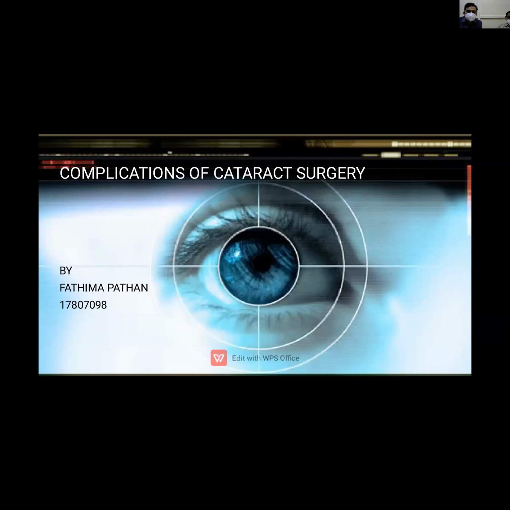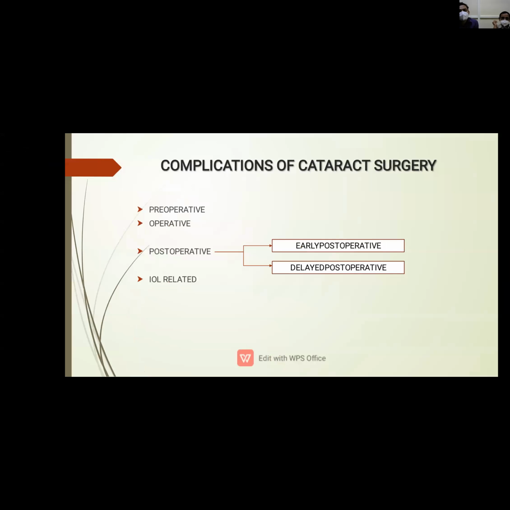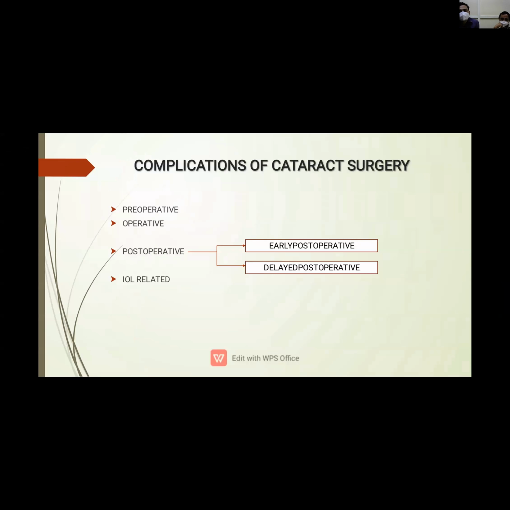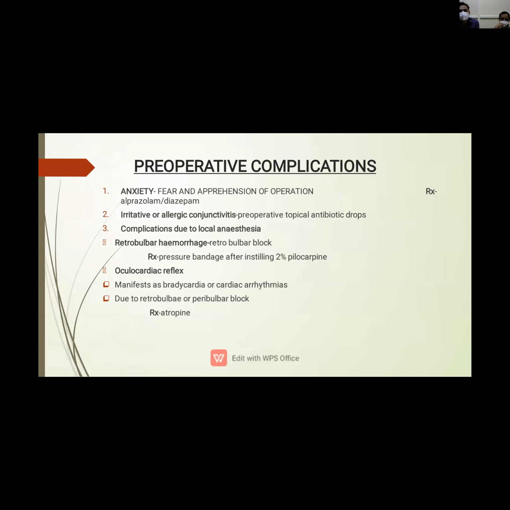This is Fatima Patan. I'm going to discuss complications of cataract surgery. They are mainly pre-operative, operative, early post-operative, delayed post-operative, and intraocular lens-related complications. In pre-operative complications, first one is anxiety. It is due to fear and apprehension of the operation. It can be treated by using anxiolytic drugs like alprazolam or diazepam.